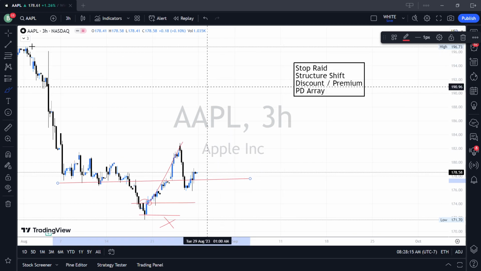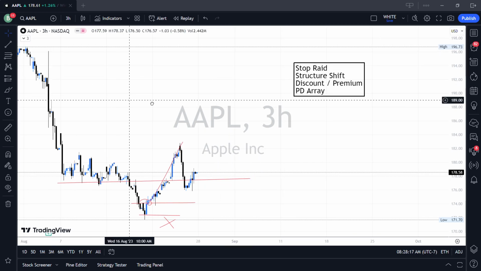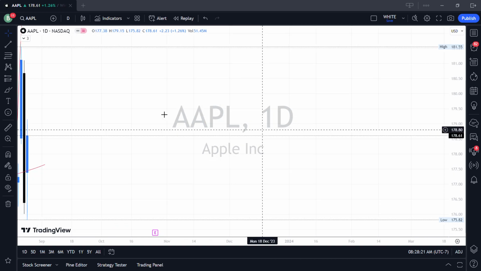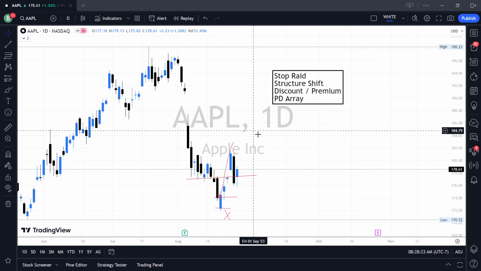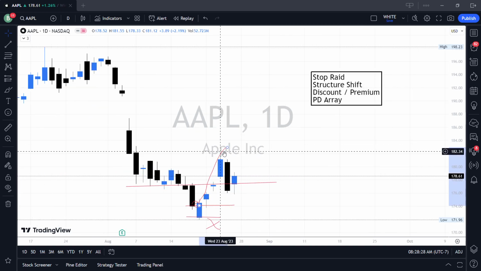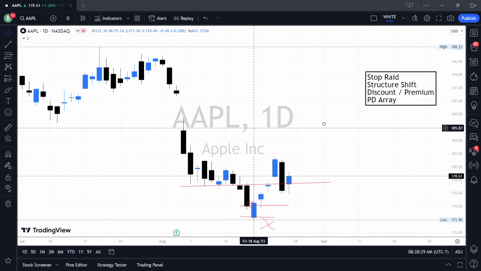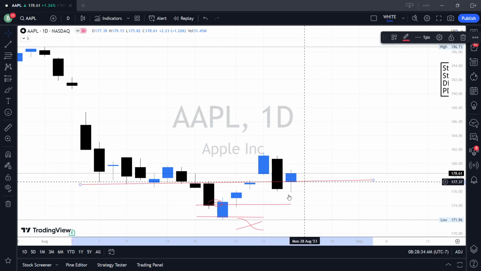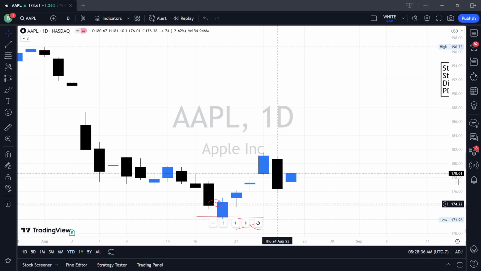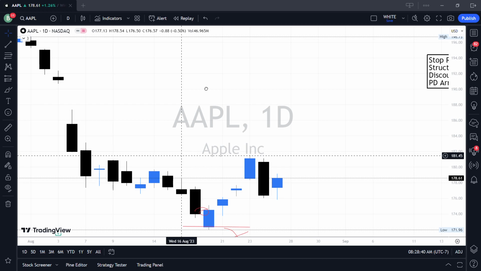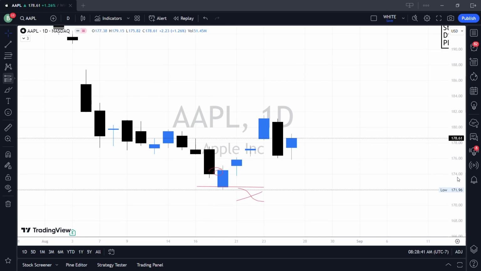Now PD array, essentially all PD means is prior day. So you want to be looking at the prior day's action every single day, basically like training wheels. So what happened yesterday, and you want to use it as a reference or a guide of what could possibly happen today. So for example, here on Apple, I'm going to be using Thursday as an example. So you would come to the daily.